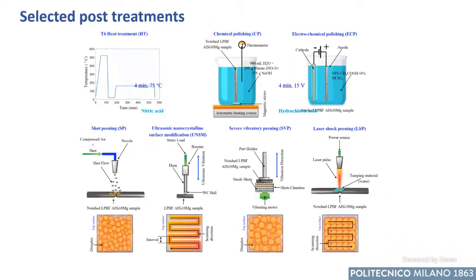the surface, indeed, we have applied different surface treatments. We apply the heat treatment, the T6 treatment, and then we apply shot peening or ultrasonic nanocrystalline surface modification, that is with a nice ball. We are imposing ultrasonic vibration to get the same result as shot peening. And then the severe vibratory peening, that is almost the same, but the media is different. We have a series of steel shots, and then laser shot peening, where we obtain the change of the material, the change of the surface by means of a pulsed laser source.